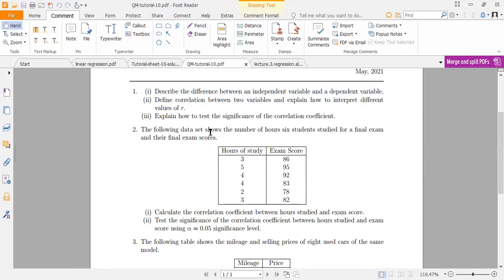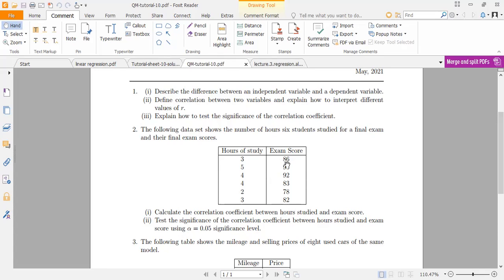The following shows the number of hours of 6 students who studied for a final exam, and their scores were as follows. Those who studied for 3 hours got 86, 5 hours, 95, 4 hours, 92, etc. So you are being asked to calculate part A, the correlation coefficient between hours and the exam score. Then part B, you are being asked to test the significance of the correlation between hours and the exam score at 5%.